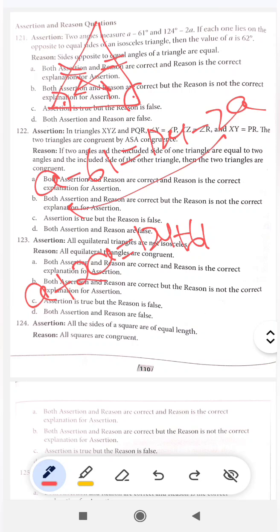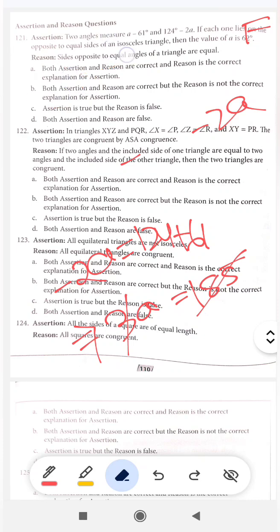If you have not seen the linear equation video, then please go through that and learn it properly. Now a plus 2a is equal to 3a, that is equal to 124 plus 61. 4 plus 1 is 5, 6 plus 2 is 8, yes 185, and it does not cancel out, so a is not equal to 62 degrees. So the assertion is false itself. We got the answer. Assertion is false.